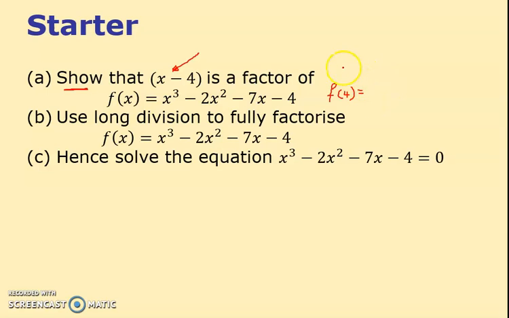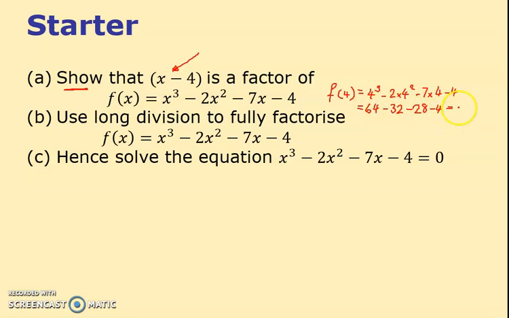And you need to show this, because if you just wrote equals 0 and just assumed, you'd get no marks. So we put 4 in: 4 cubed, because it says x cubed, minus 2 lots of x squared, so 2 times 4 squared, minus 7 times 4, minus 4. Let's work out each individual bit. That's 64. Now 4 squared is 16, so it's minus 32, and I want to see this working out. Minus 28, minus 4.